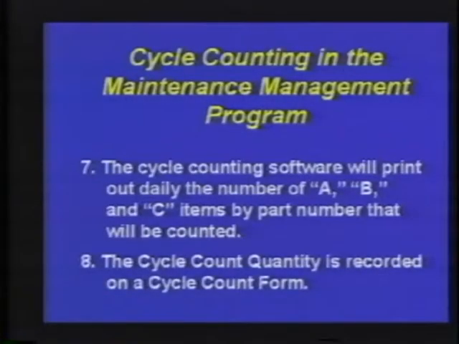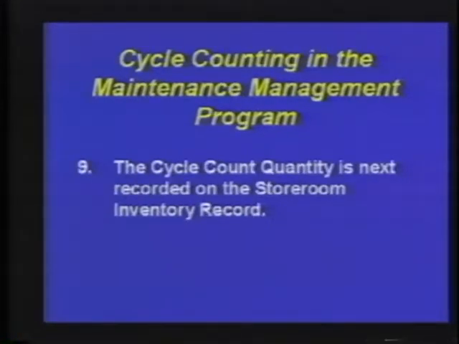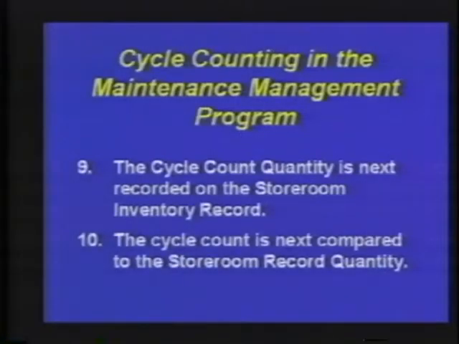The cycle count itself is recorded on a cycle count form, and that form is shown on page 17F, and we'll take a look at it in a moment. The cycle count is next recorded on the storeroom inventory record. That is the bin on hand record by location. Then the next record that is updated is the inventory record.